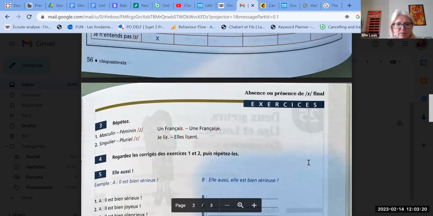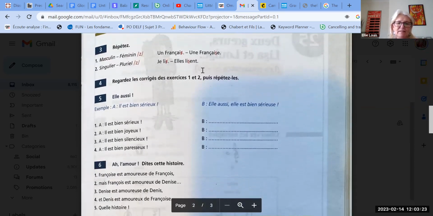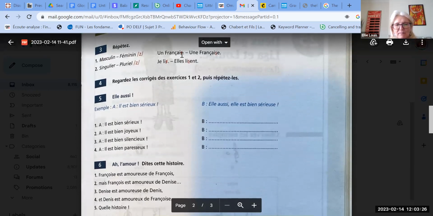Right, some more examples. So we've just had this one. Let's just have a look at that again. So un Français, no S pronounced for the masculine. Une Française, with the Z sound for the feminine. So that's a French person, a French male, a French woman. Singulier, je lis, don't pronounce the S, I read. Plural, elles lisent. So that S is a Z. We don't bother saying the NT in the third person plural, and the E makes us pronounce that S. So je lis, elles lisent.